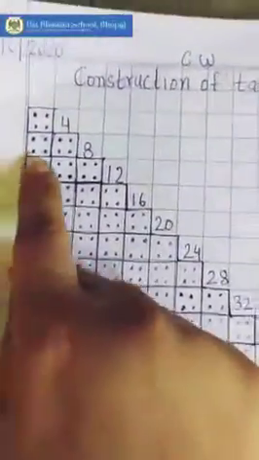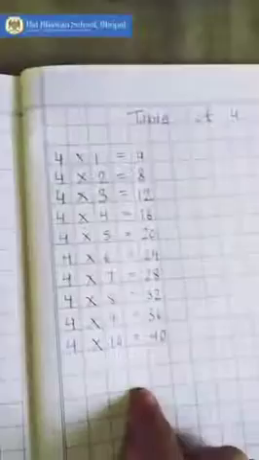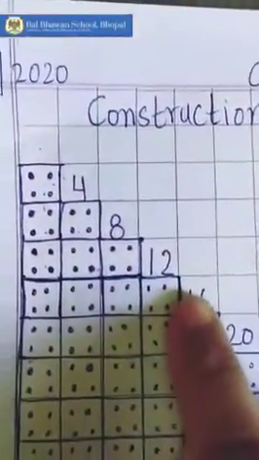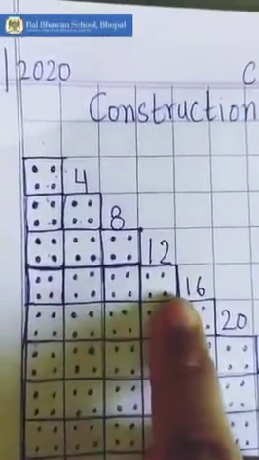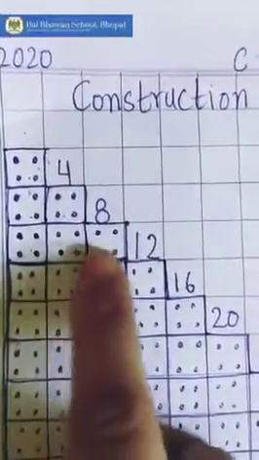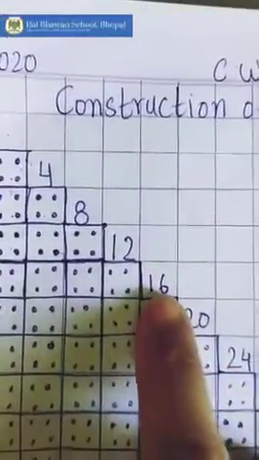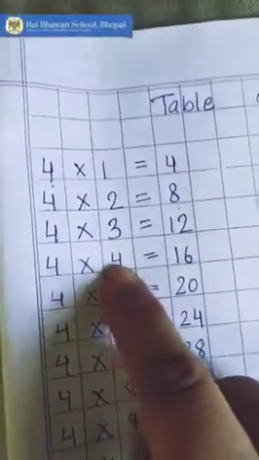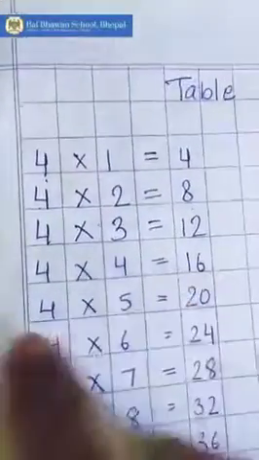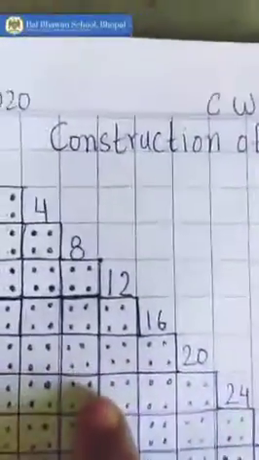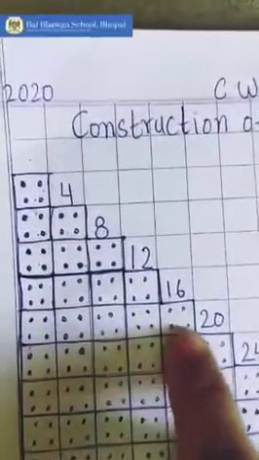Now children, I have constructed the table here and I have written the table here simultaneously. Now after 12, I will explain you 4 squares. In each square, I have drawn 4 dots, and after counting the number of dots, my answer is 16. And in the same line, I have written 4 dots in 4 boxes will give us 16, or 4 4s are 16.